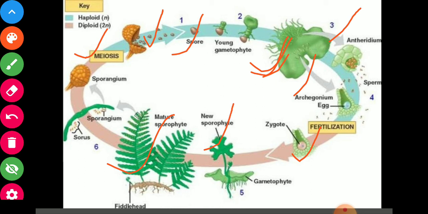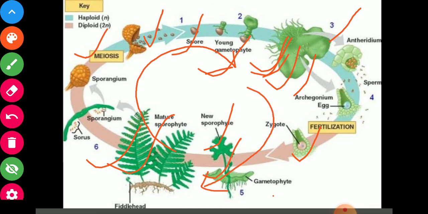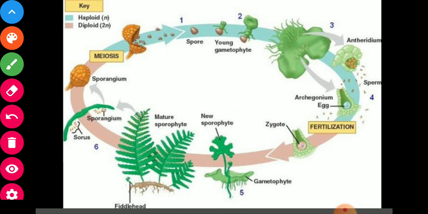So see here, this stage is the gametophyte stage, and this is the sporophyte stage. This sporophyte gives rise to the gametophyte generation, and this gametophyte generation gives rise to the sporophyte generation. So the sporophyte goes to the gametophyte, and the gametophyte again gives rise to the sporophyte. In this way there are two generations in the life cycle.